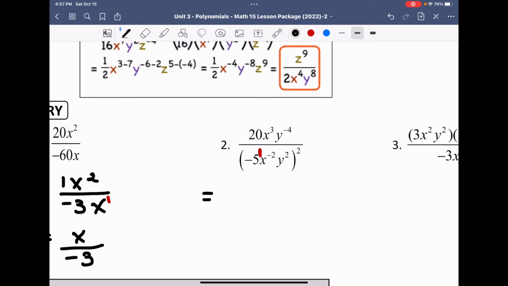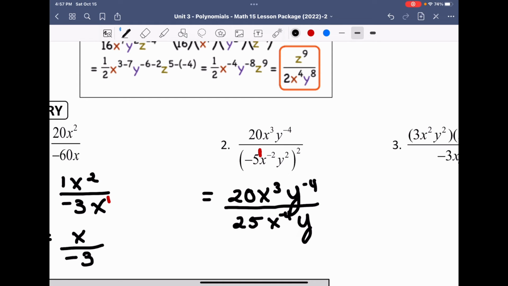Now in my next line, I'm going to rewrite my numerator as 20x cubed y to the negative 4, and I want to put this over my denominator. If I have a negative raised to an even exponent, that's going to give me a negative times a negative, or a positive number. Now 5 squared is 25. x to the negative 2 times 2 is x to the negative 4. And finally, y squared to the 2 is y to the 2 times 2, which is 4.